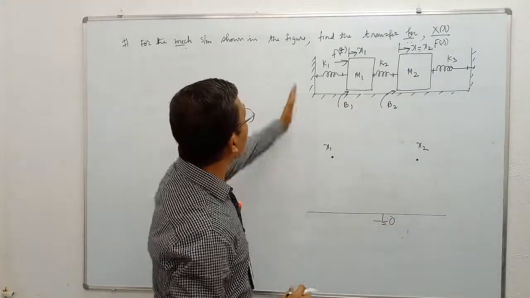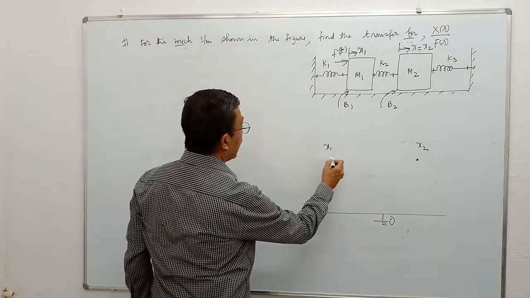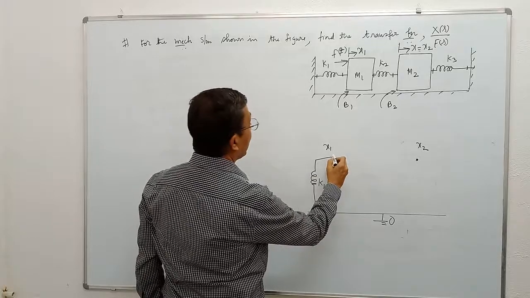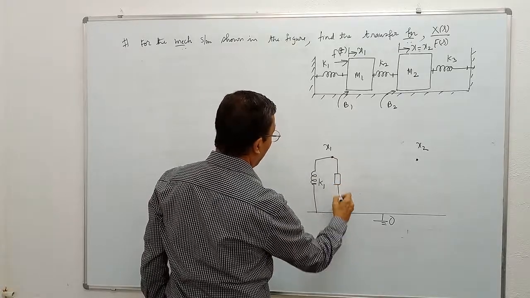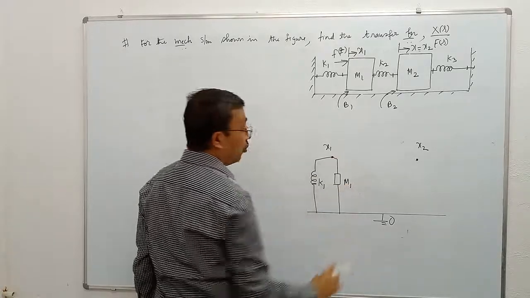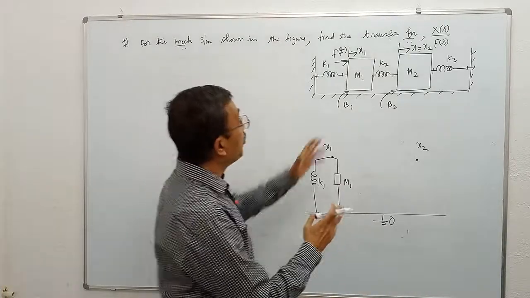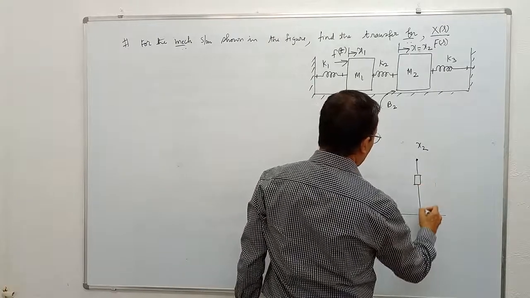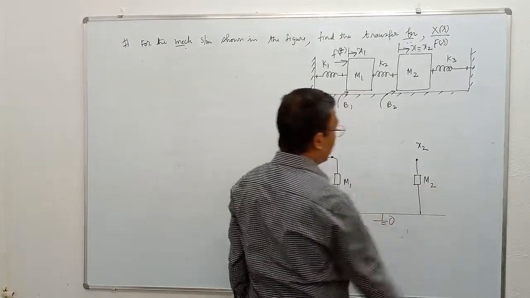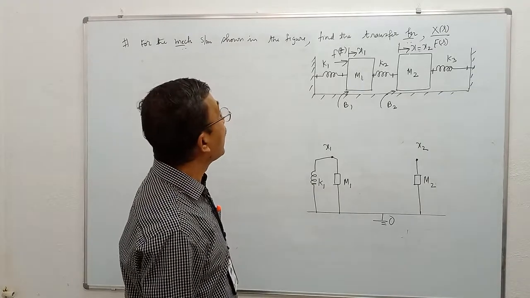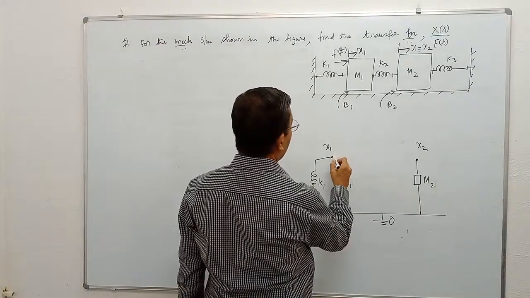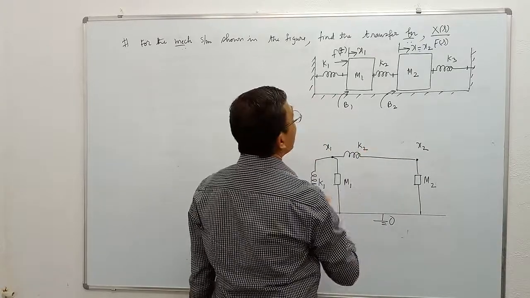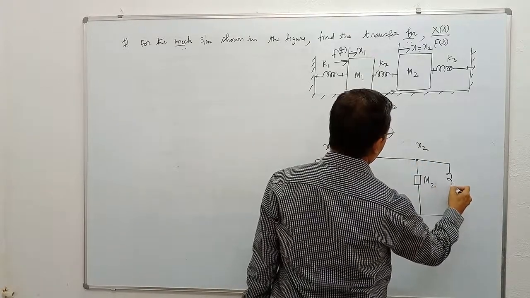Now start the problem from the fixed end. K1 will come between x1 and ground. M1 has to come between x1 and ground only, no option. M2 has to come between x2 and ground only, no option. A mass will always come between an independent node and the reference node. K2 comes between x1 and x2. This is K2. K3 will come between x2 and ground.